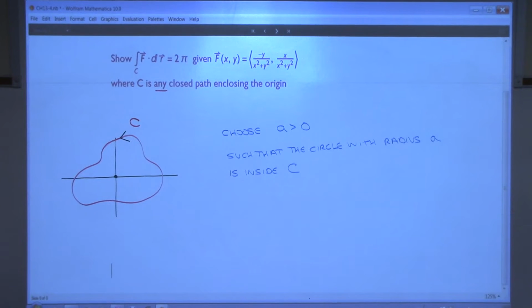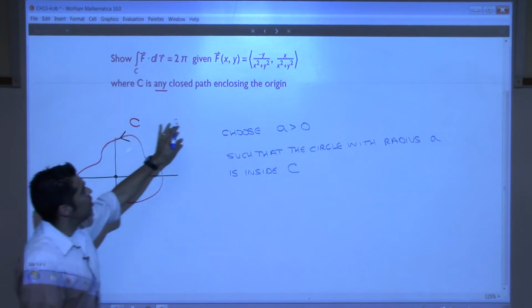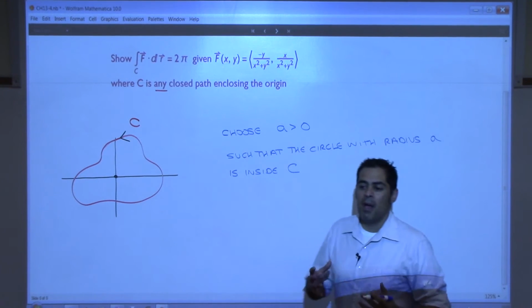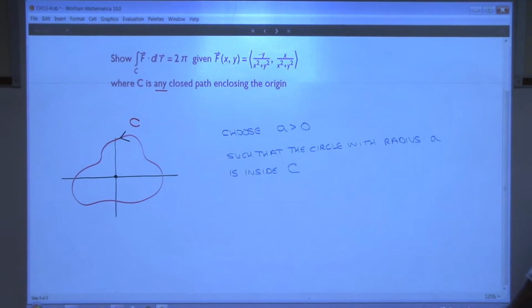What if it's on the curve, or the curve goes through the origin? That's why it says it encloses the origin, and what we mean by that is that the origin is not on the curve itself. It doesn't say it explicitly, but just so we understand, that's what they mean. If the origin lives on the curve, that's a different story.